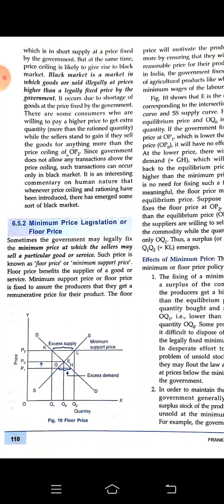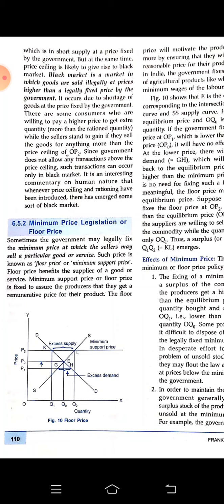So again, to be meaningful, the floor price will be above the equilibrium price, that is OP2. And suppose the government fixes at OP2, what is going to happen? The equilibrium again is at OP0 and the government is fixing at OP2. The demand is less and the supply is more. So there will be excess supply, and as we know, if there is excess supply, automatically the price will slope downward once again.